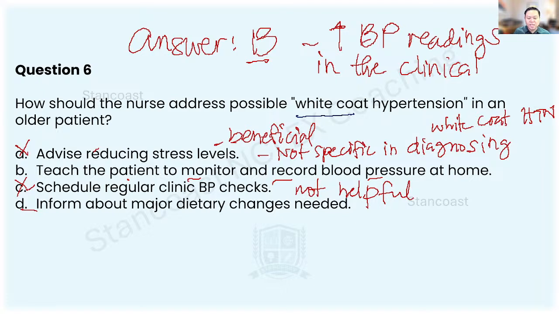What about letter D? Inform about major dietary changes needed. Would that be necessary? Yes, it is necessary, but it's not specific. The white coat hypertension is going to occur. Their blood pressure will skyrocket. It will go up once they are in a clinical setting, when they're going to be assessed by a medical professional face to face, their blood pressure readings will go up. This is a rare type of hypertension, but this is rare but a real kind of disorder.